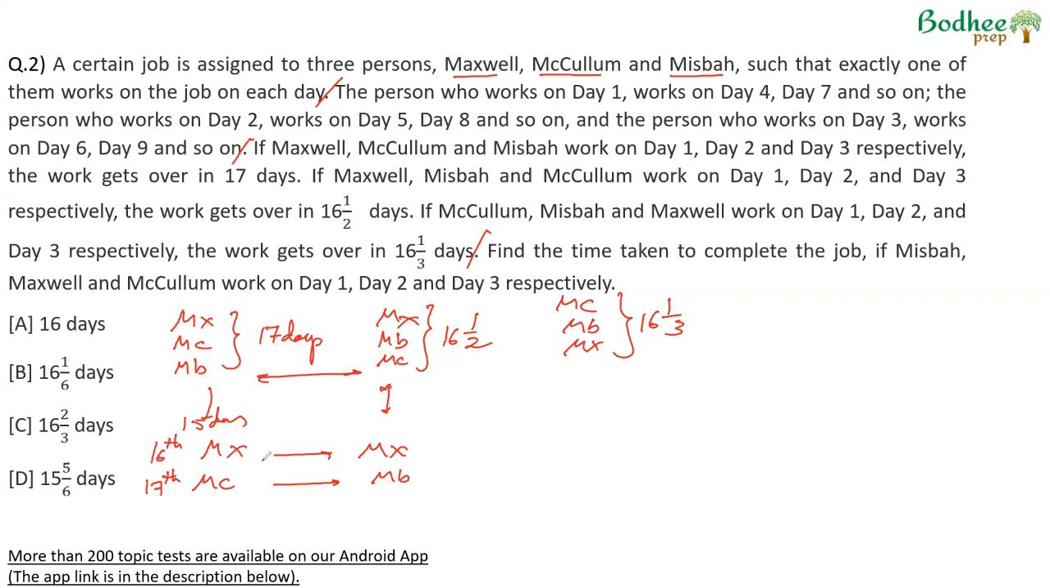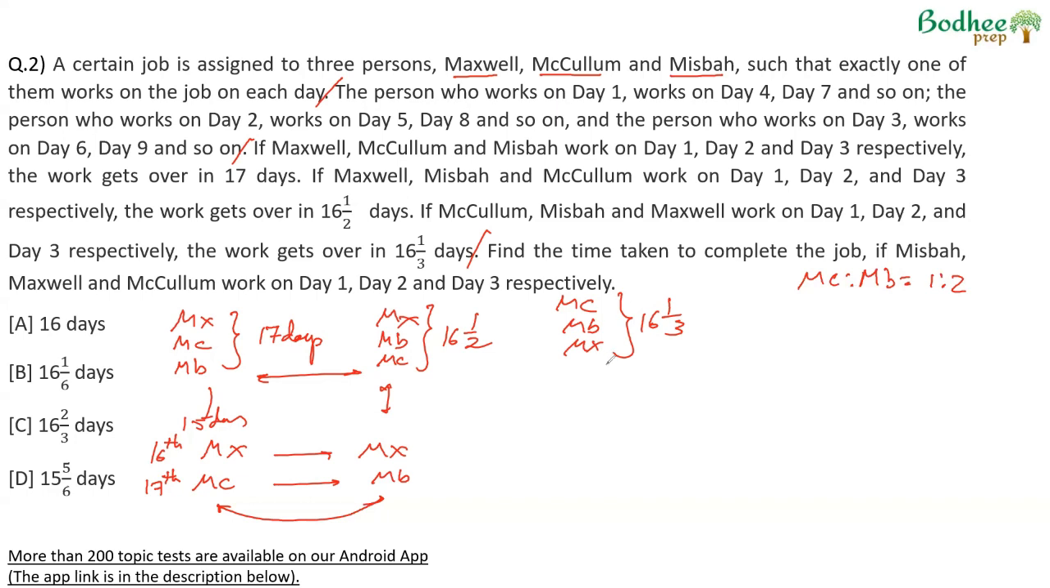Now, till 16 days in both cases, work done will be the same, because all three have worked for 5 days each. On the 16th day, Maxwell has come, so the amount of work done will be the same. The only change happens here. On the 17th day, the work that Misbah does in half a day, McCullum takes the entire day to do, and therefore we can say that the ratio of efficiency of McCullum to Misbah will be 1:2. If McCullum does 1 unit of work, Misbah does 2 units of work, and therefore what McCullum completes in 1 full day, Misbah is able to do in just half a day.